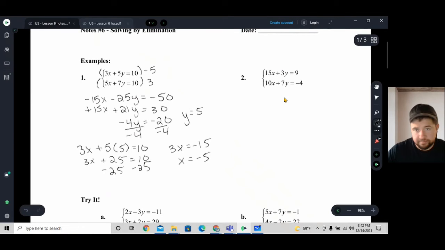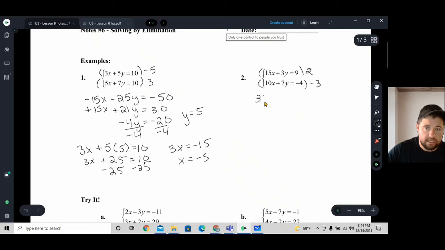We're going to look at number 2. All right, number 2. 15x plus 3y equals 9. 10x plus 7y equals negative 4. What I immediately notice is that my 15 and my 10 share a lowest common multiple of 30. So I'm going to offset them from each other. I'm going to take my top equation and multiply it times 2, and I'm going to take my bottom equation and multiply it times negative 3.